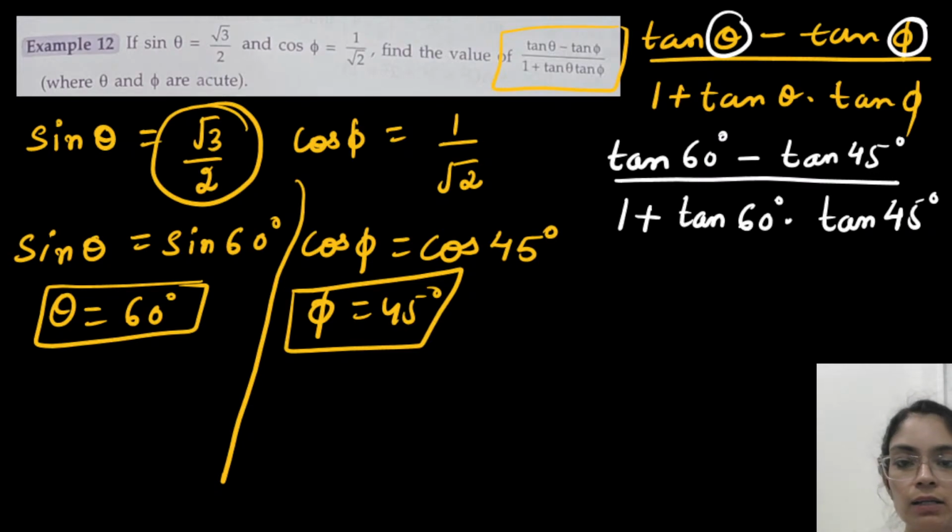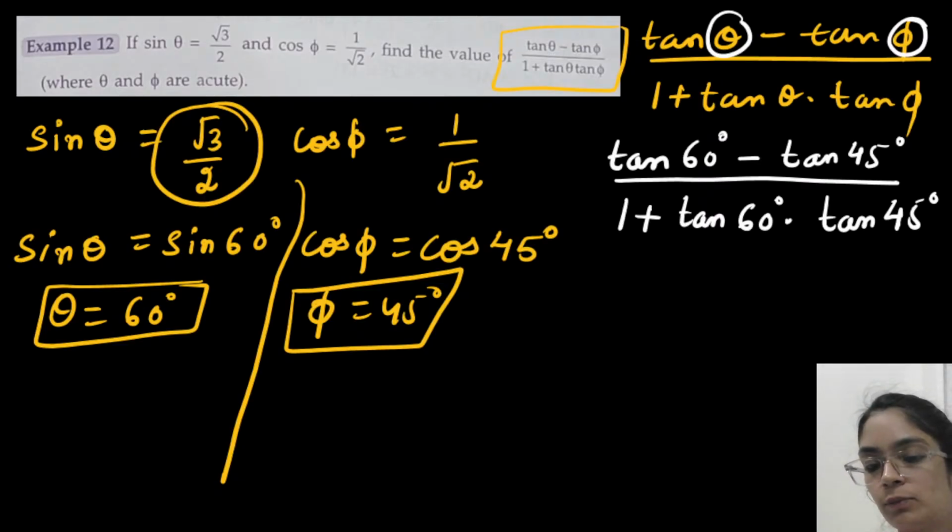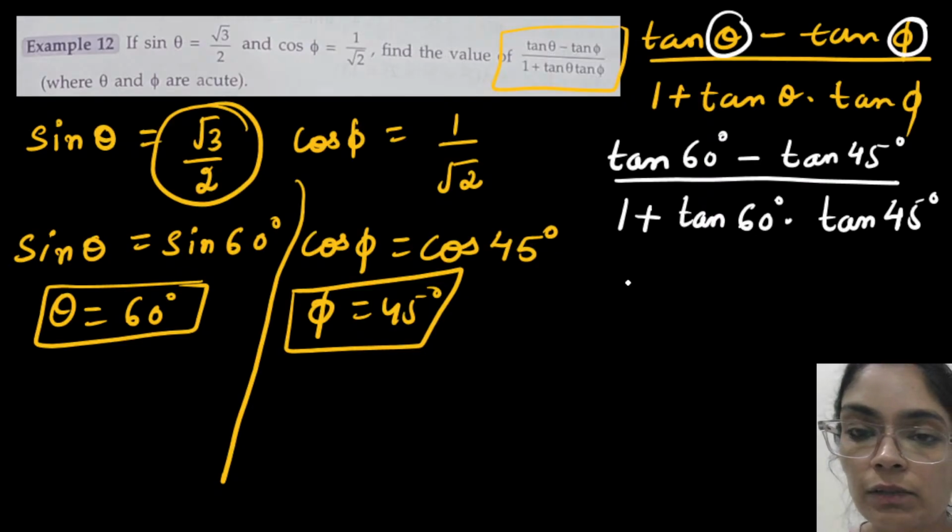So now what is the value of tan 60? Yes, (root 3 minus 1) by (root 3 plus 1). Yes, we can further simplify this one. We can rationalize it and we can simplify. Tan 60's value is root 3. So here I got root 3.